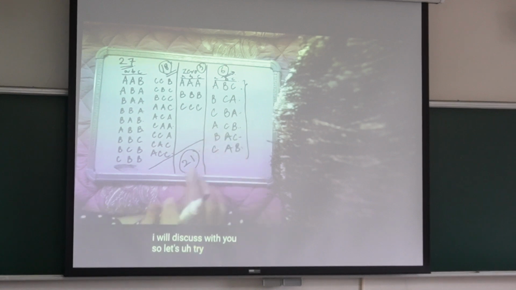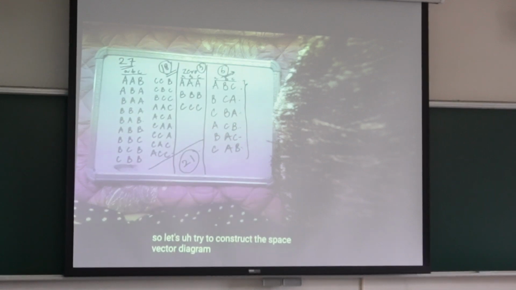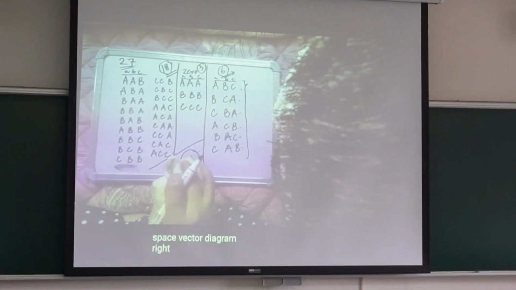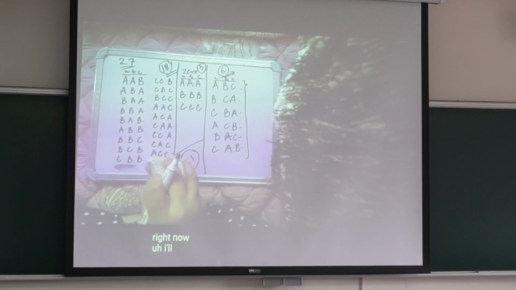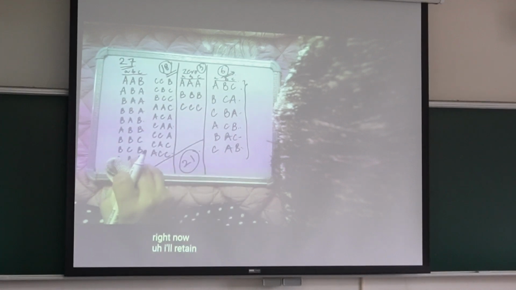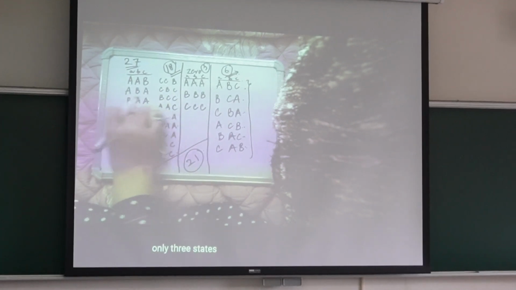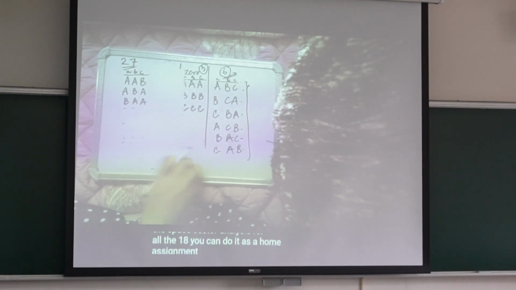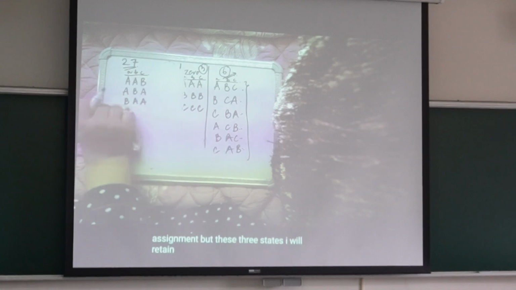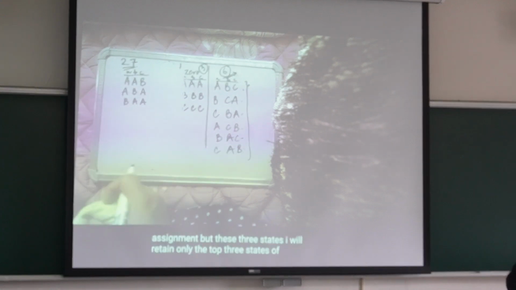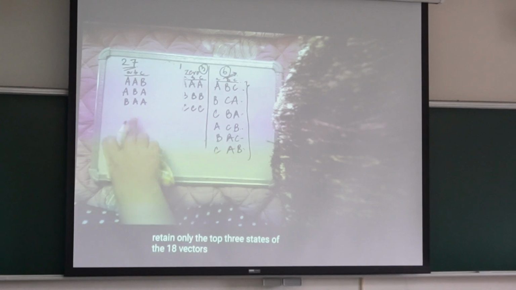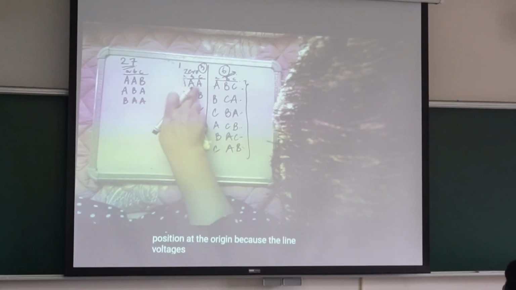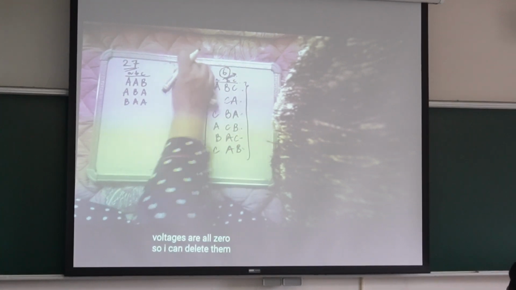So let's try to construct the space vector diagram, the line-to-line voltage space vector diagram, right? Now I'll retain only 3 states because I can't repeat the space vector analysis for all the 18. You can do it as a home assignment. Of the total 27, I will retain only the top 3 of the 18 active states. The 3 zero vectors will result in a position at the origin because the line voltages are all 0, so I can delete them, right?